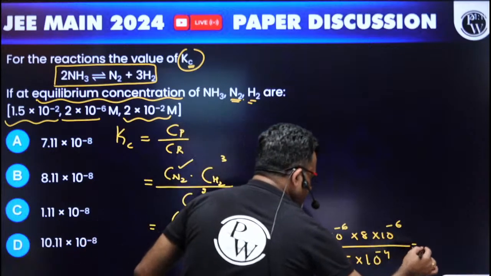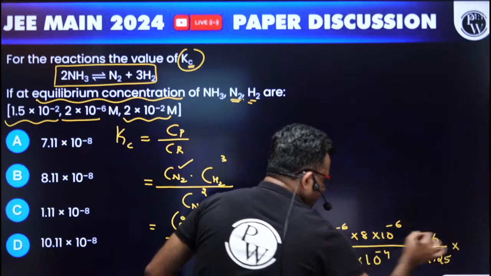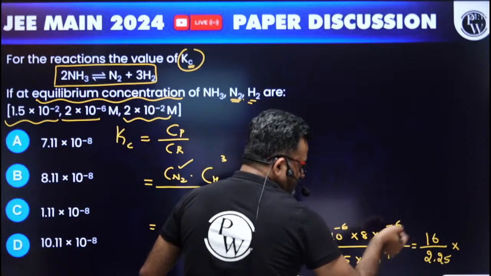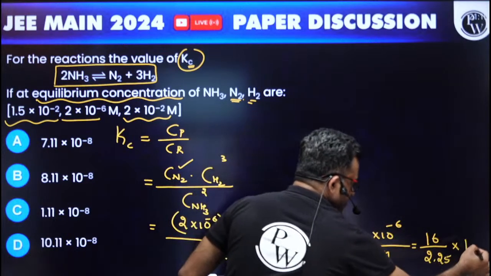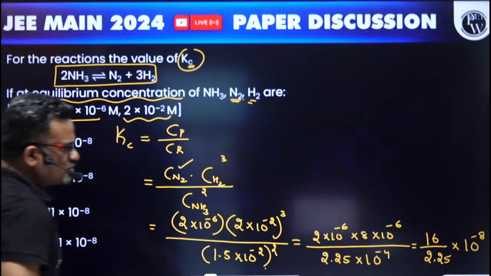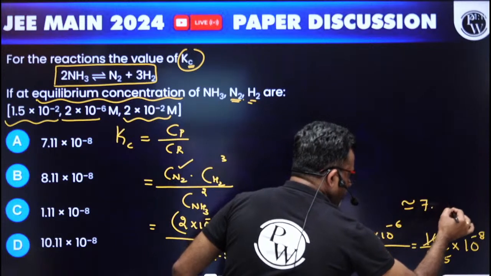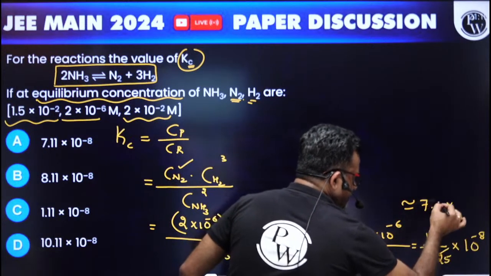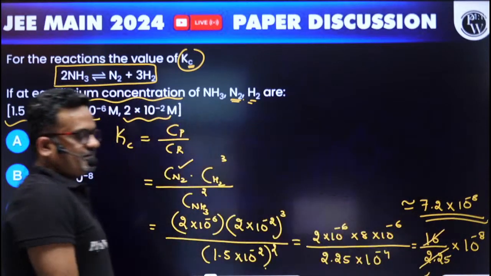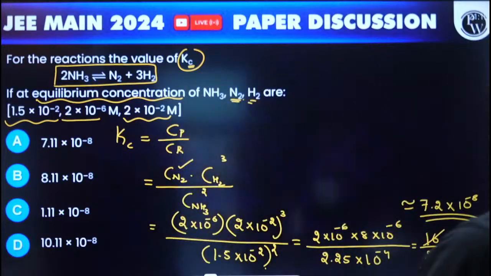So this shall be how much? 2 8s are 16 upon 2.25 into 10 raised to minus 4. Take it up, plus 4 minus 6, minus 2. Minus 2 minus 6 minus 8. Is that clear? So this should be about 2.25 ones are almost 7.2 I guess into 10 raised to minus 8. That should be your answer. Got it? Right.